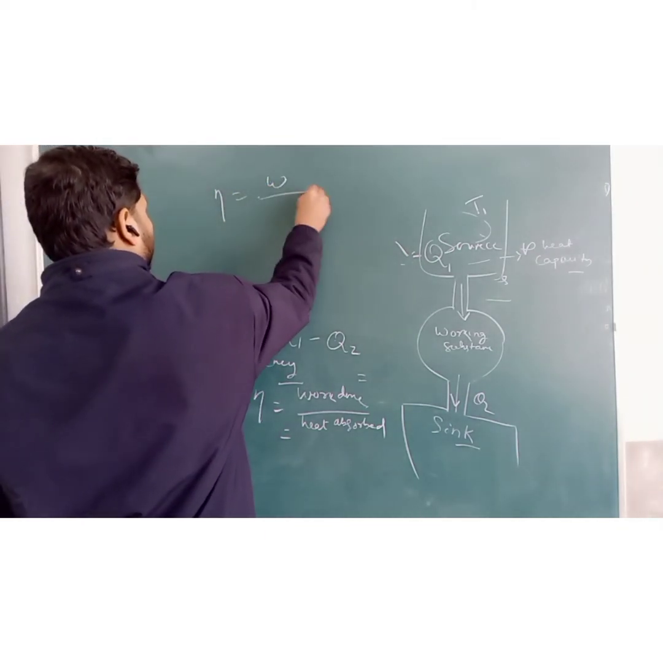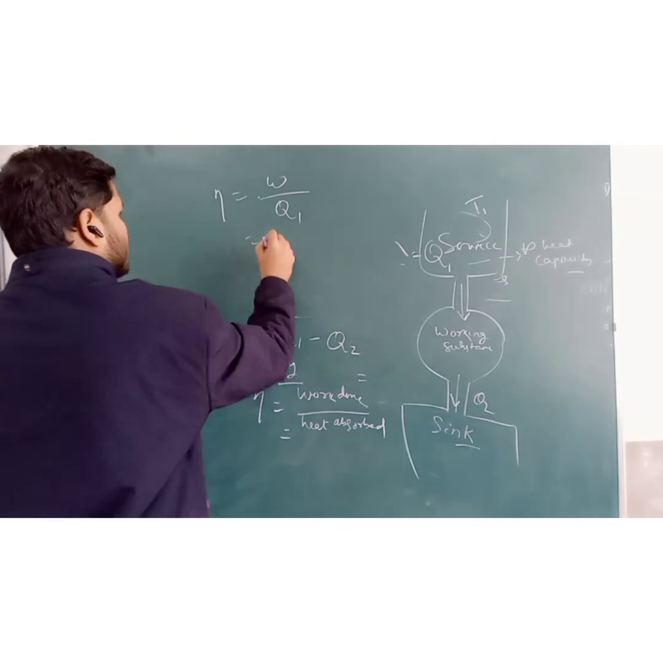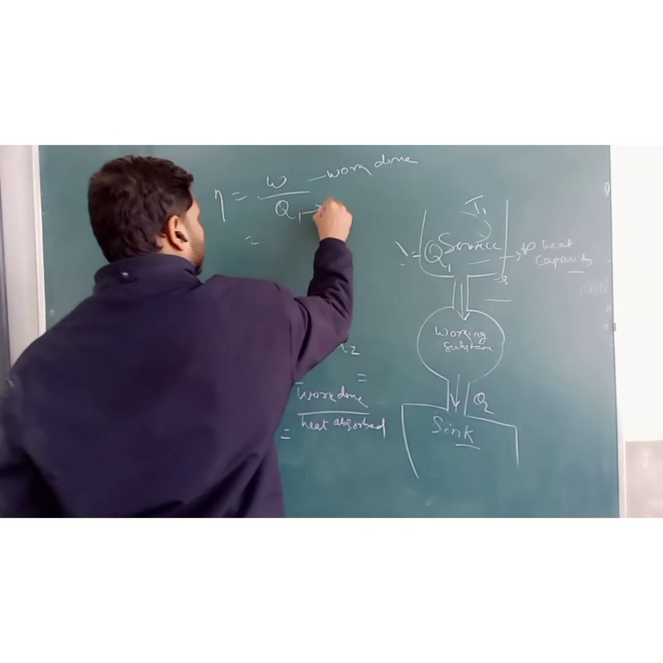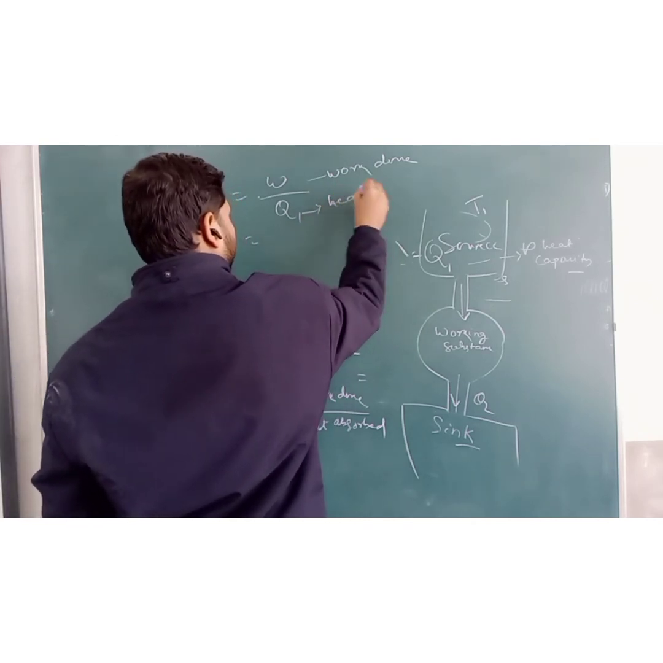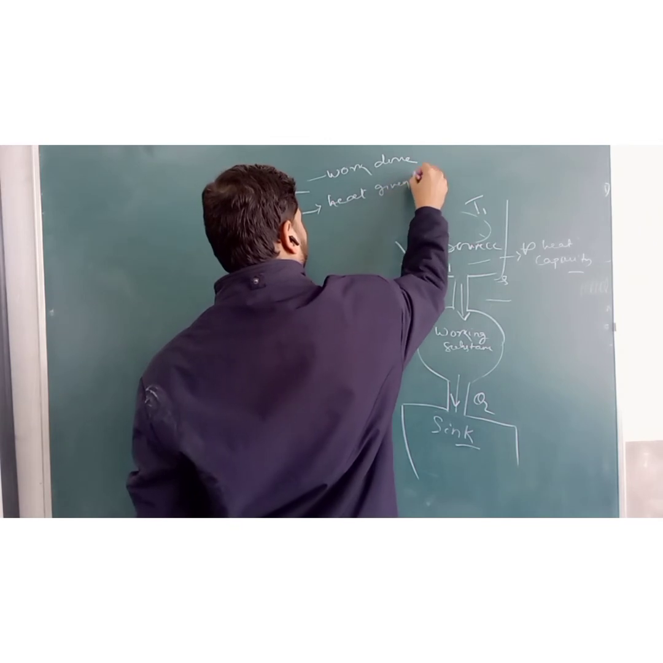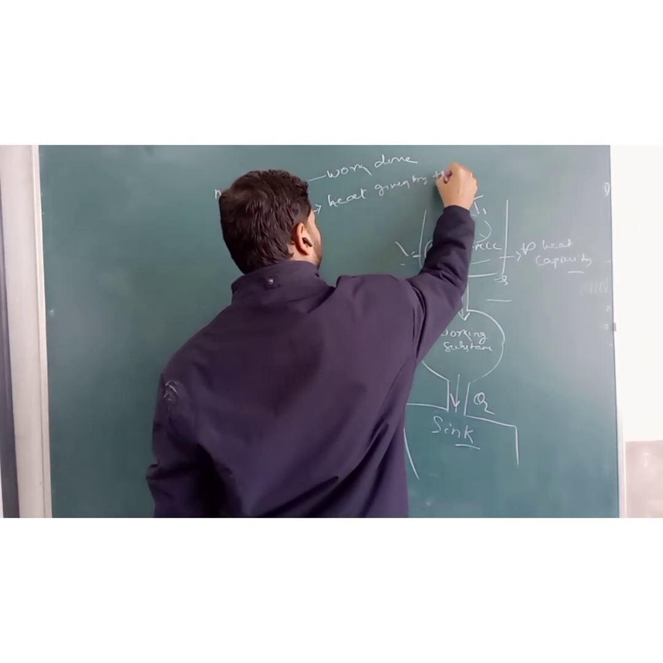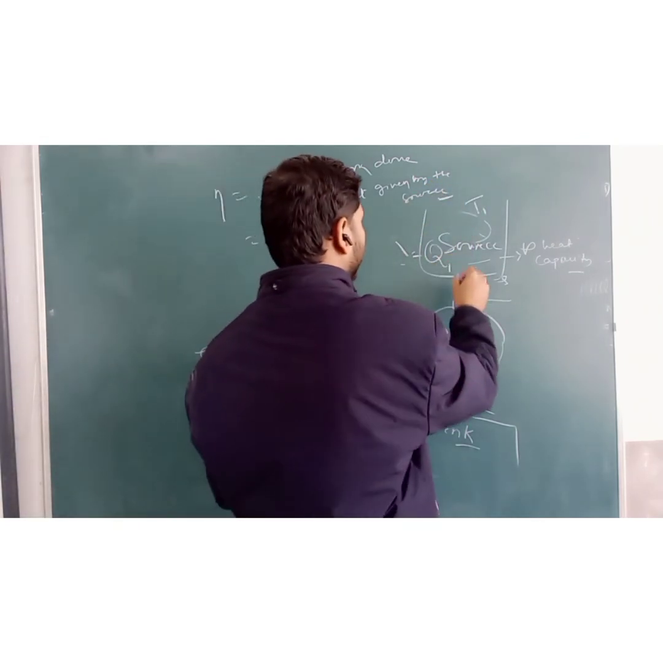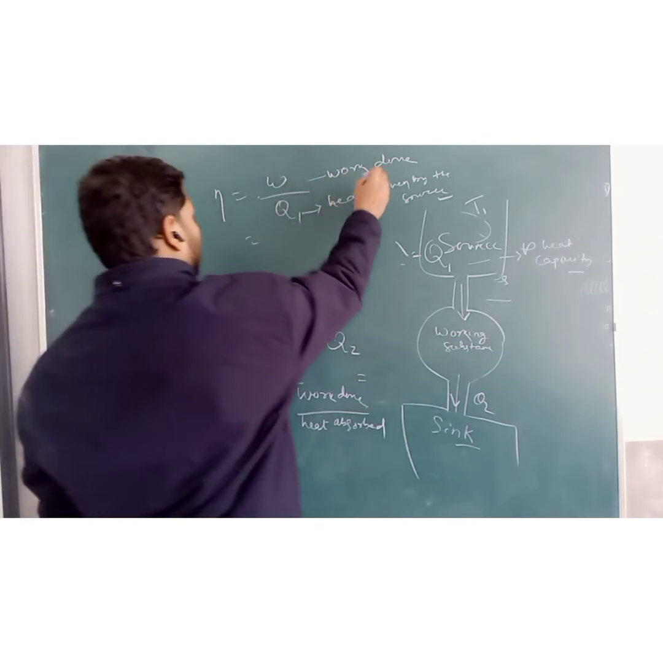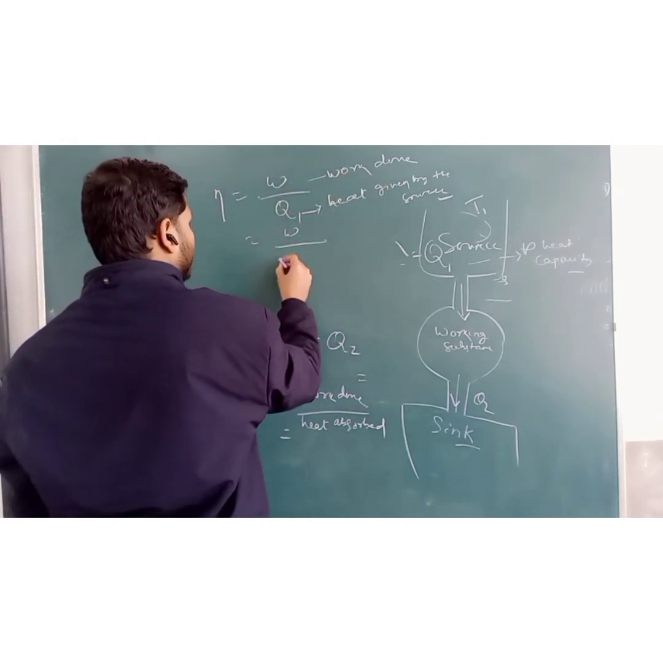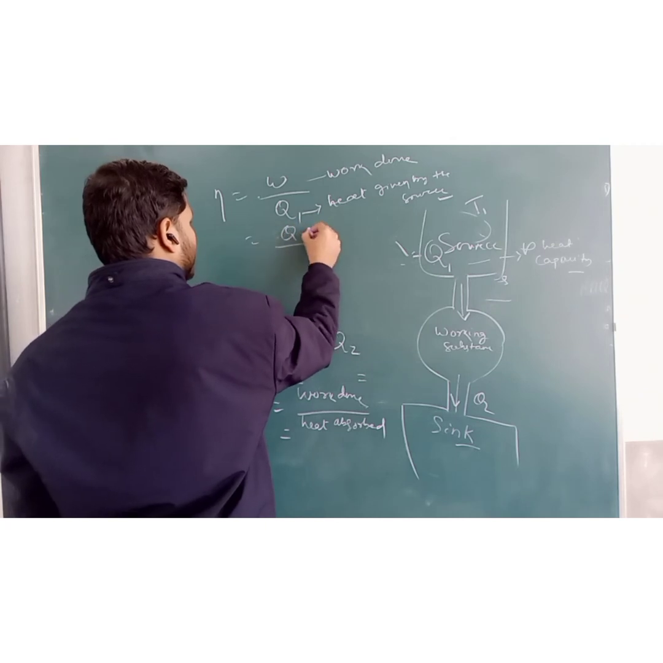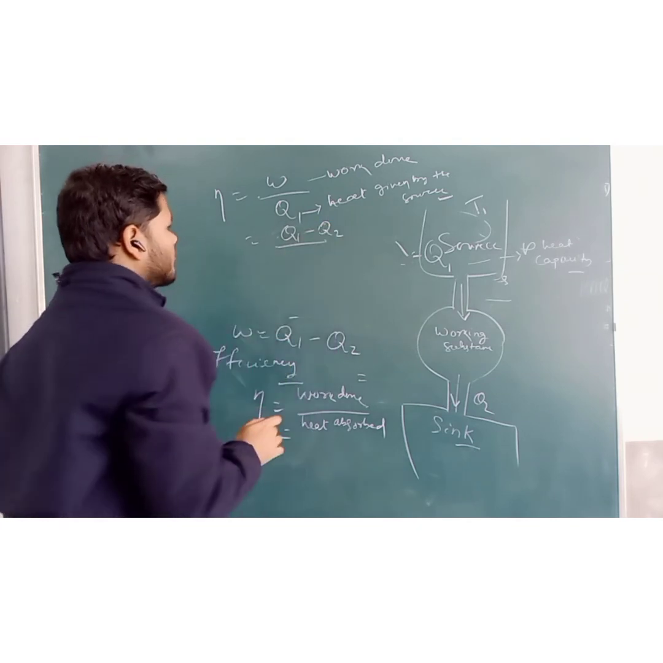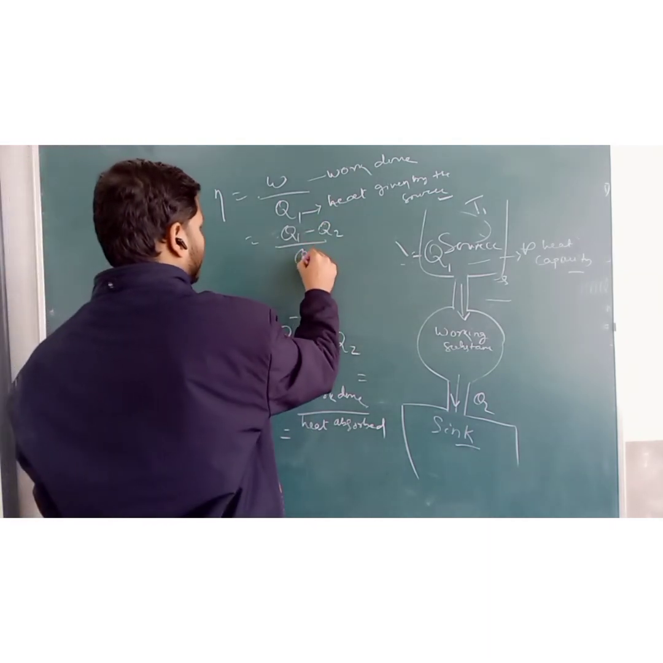Efficiency eta equals W by Q1, isn't it? W is the work done. Q1 is the heat given by the source, and W is the work done. So W divided by Q1, and W means Q1 minus Q2, isn't it? Q1 minus Q2 is the work done, divided by Q1.